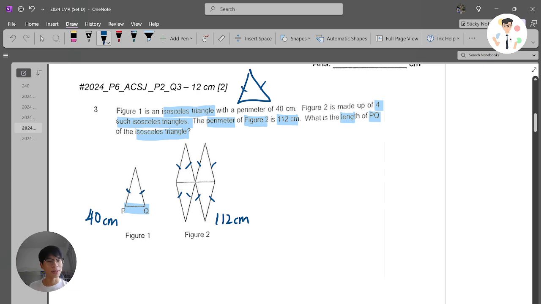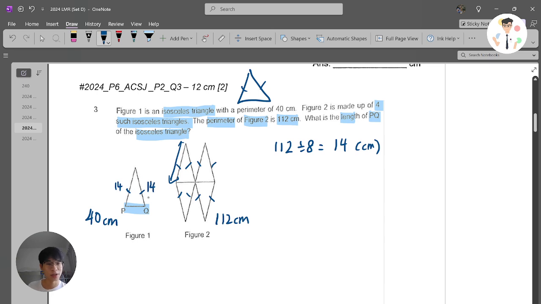I think it's not that hard, as long as you mark this clearly. I have 8 such lengths here. So I will just use 112 and divide by 8. Then I will find that the length here is actually 14, and this is in cm. So here is 14. And if here is 14, here will also be 14.